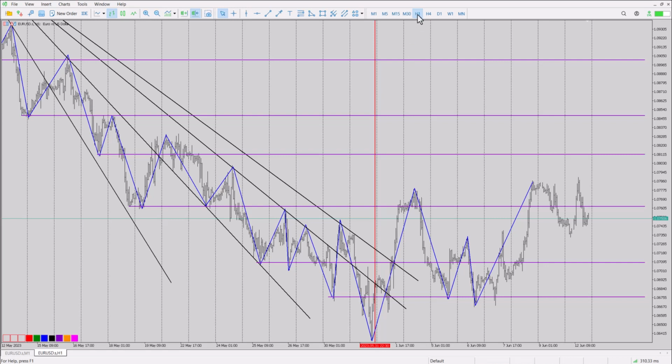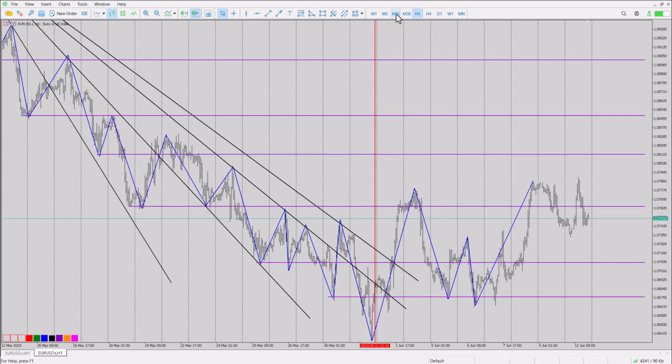Now I'm at the 1 hour chart. This is 60 minutes. My lower time frame can be 5 minutes or 1 minute. 1 minute is too much because 1 hour is 60 times bigger than the 1 minute chart. But if you go to the 5 minutes, the 1 hour chart is 12 times bigger than the 5 minute chart. So your higher time frame is 1 hour, your lower time frame should be 5 minutes.